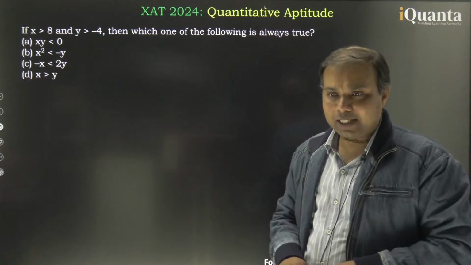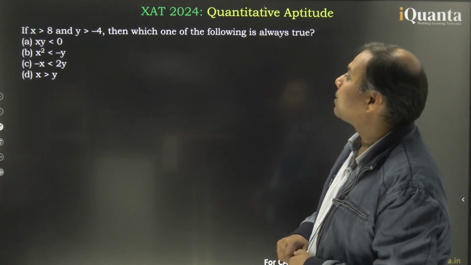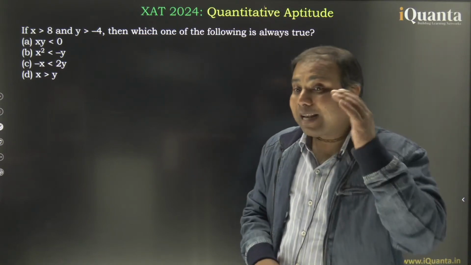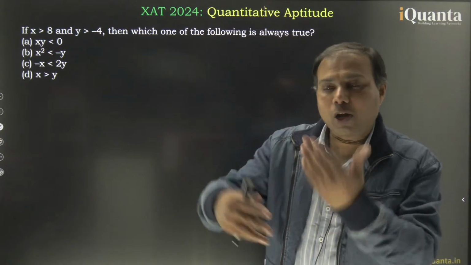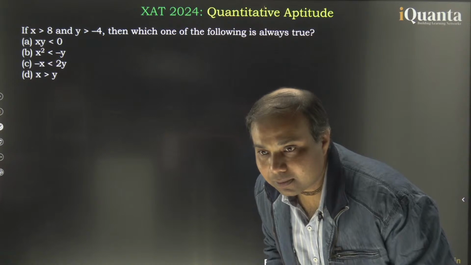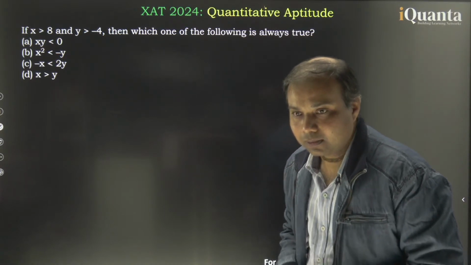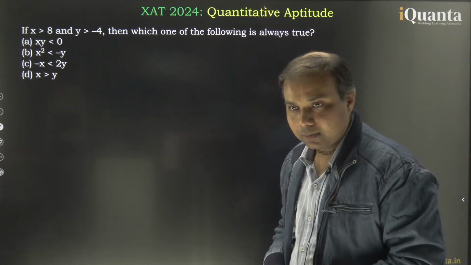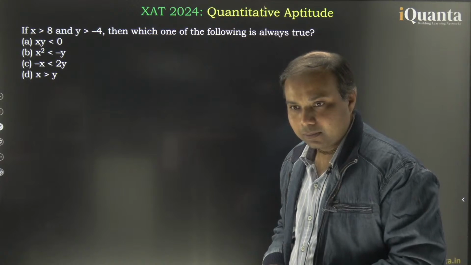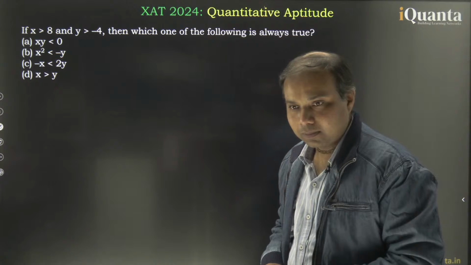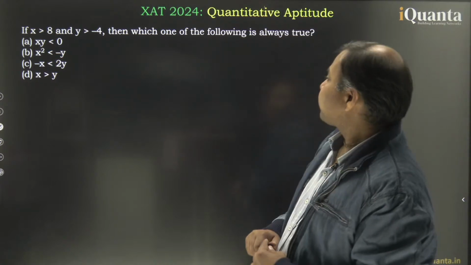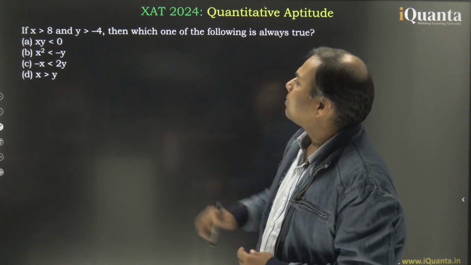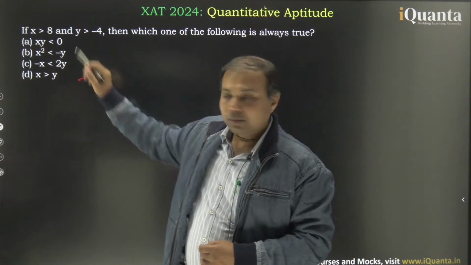Now try to answer this question. It's an easy one. Okay, Radhakrishnan says B. While answering these types of questions, try to negate the options. Try to contradict the options. So the first option says xy is less than 0. Can this be always true?